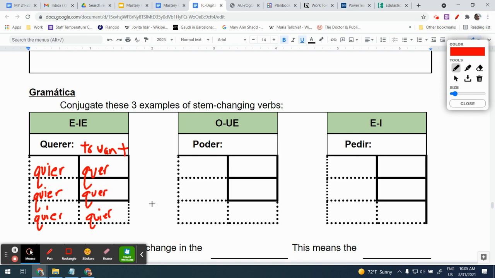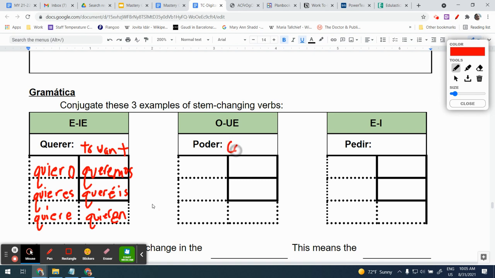And then once we've dealt with our stem, we still conjugate like normal. So it's an ER, we use our ER endings. Quiero, quieres, quiere, queremos, queréis, quieren. Okay? Bien?